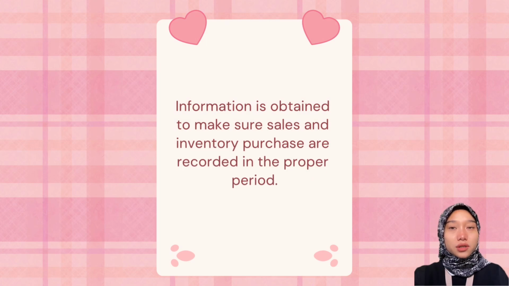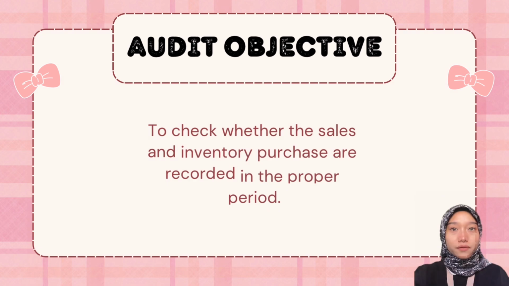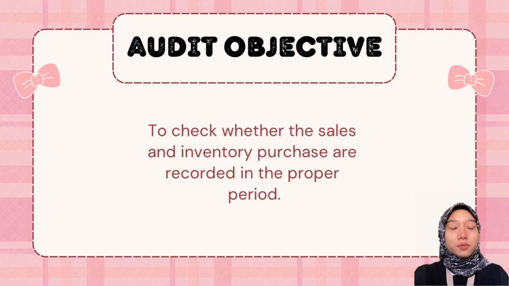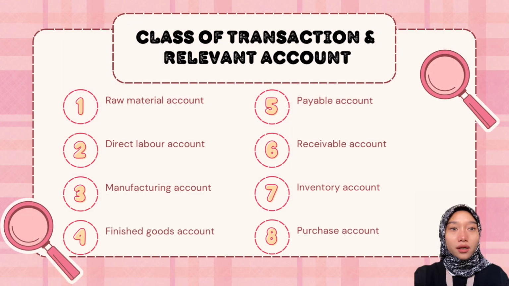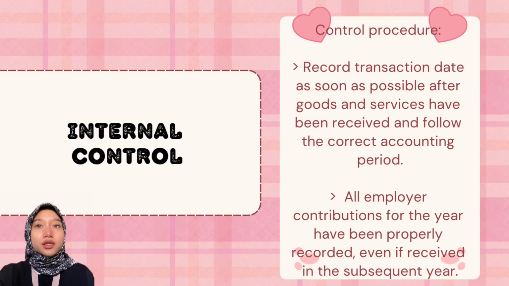Record transaction date as soon as possible after goods and services have been received and follow the correct accounting period. Next, all employer contributions for the year have been properly recorded. For the substantive test, compare dates of receiving report and vendors' invoices with the acquisition journal. Test of control: examine procedure manual and observe whether unrecorded vendor invoices exist on inventory. Cost of accounting period and perpetual inventory must have possible misstatement: improper sales and inventory purchase dates and unrecorded inventory.